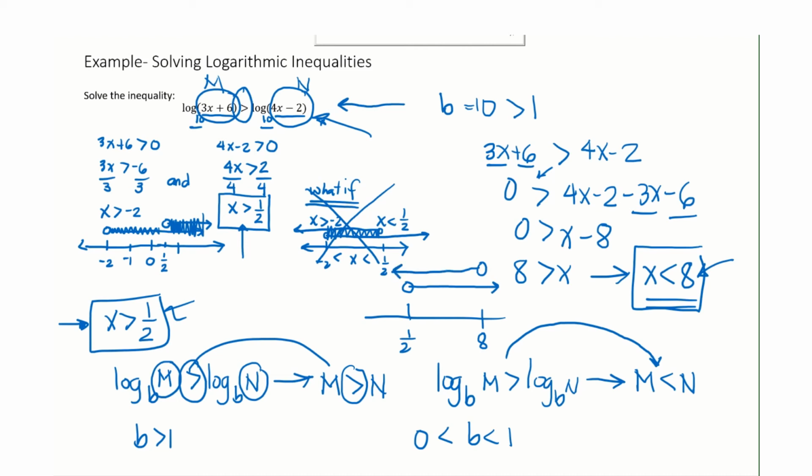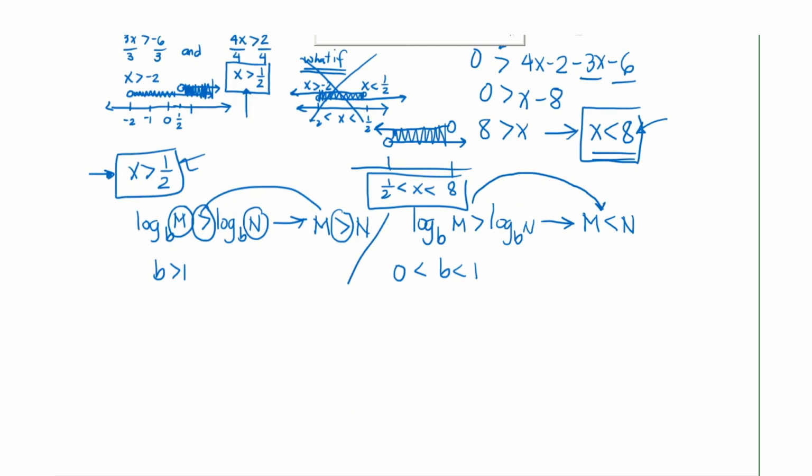But note, we cannot go beyond 1/2, so the only numbers that we can accept would be numbers between 1/2 and 8. So the final solution to this inequality is actually 1 half to 8, or in interval notation, that would mean from 1 half up to 8. So this is open because we have a strictly less than. So this will be our solution set for the inequality.